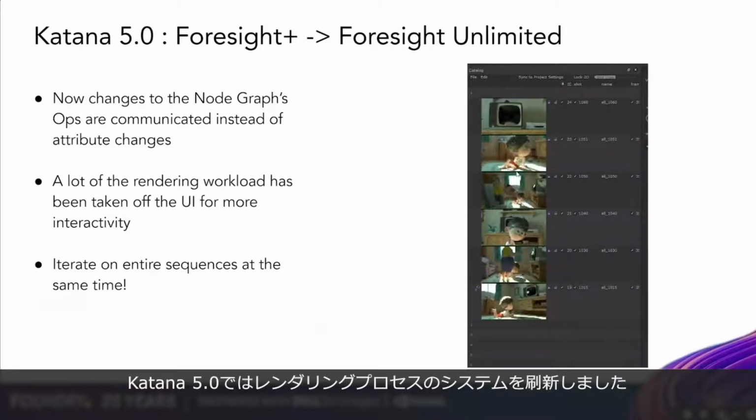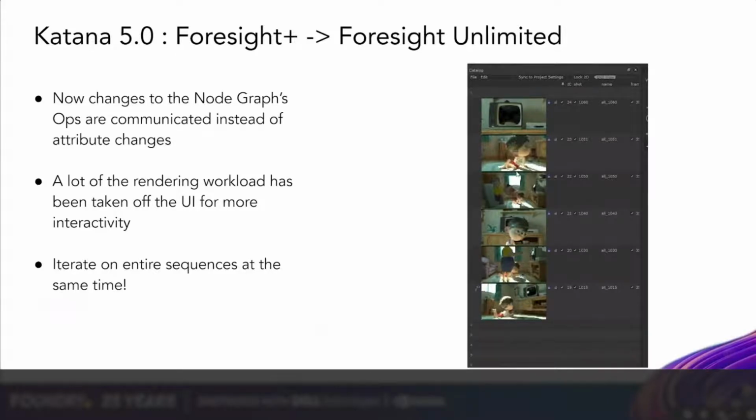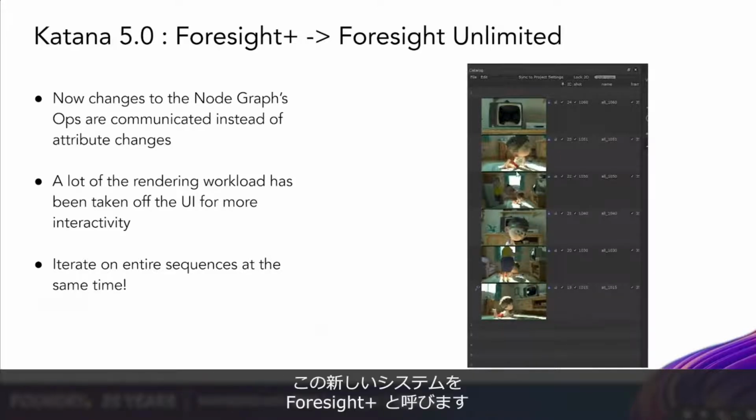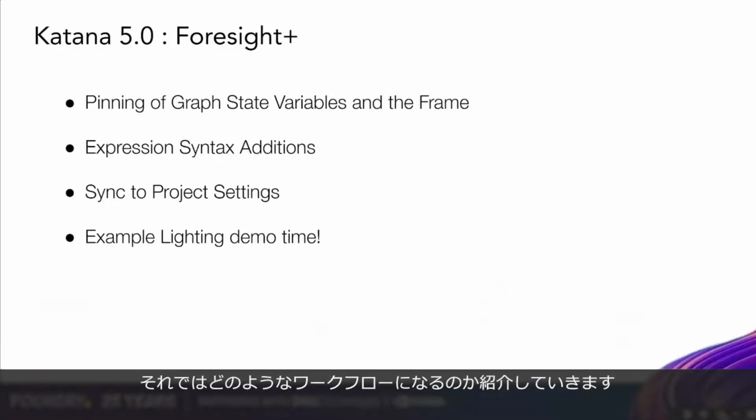What we've done for Katana 5.0 is completely changed the way the system works and how changes are communicated to the render process. Now you can start a live render on multiple shots at the same time, iterate on those shots that are running anywhere on your network, confident that what you are seeing is the correct picture in every render. This new rendering system we are calling Foresight Plus. Firstly, I'd like to show you some of the artist workflow aids we've built with Foresight Plus, and then bring it all together for you in a quick lighting example.